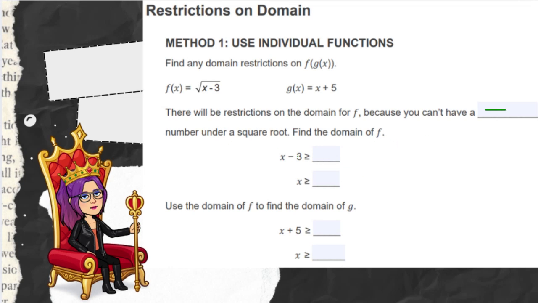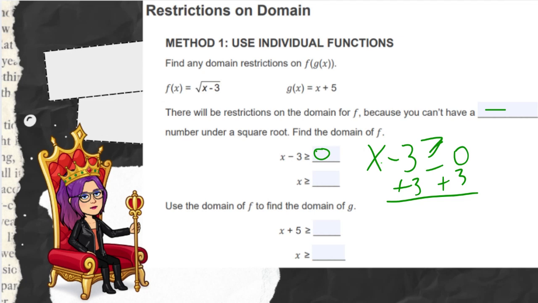So we're going to find the domain. So x minus 3 must be greater than 0. Okay, and so when we figure this out, we do x minus 3 is greater than 0. We're going to add our 3. So x has to be greater than 3. Okay. Use the domain of f to find the domain of g. Okay. So x plus 5 has to be greater than 0. So x has to be greater than negative 5.